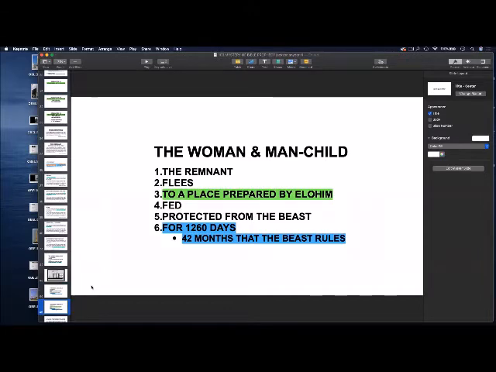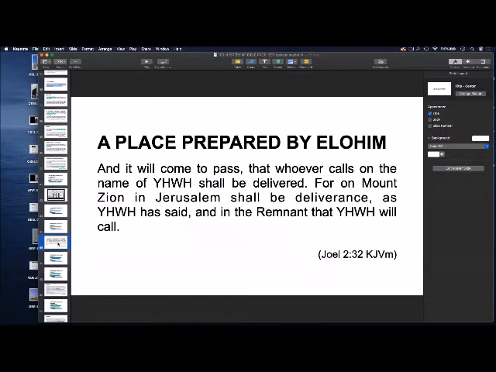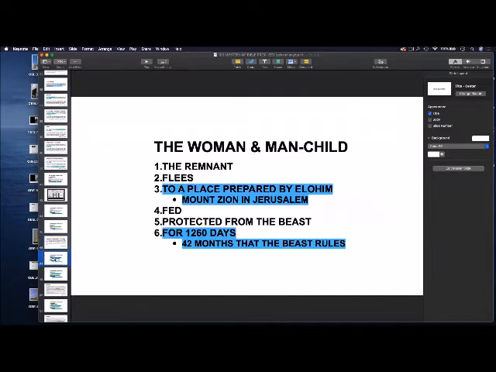The next thing we're going to address is a place prepared by Elohim. And it will come to pass that whoever calls on the name of Yahweh shall be delivered, for on Mount Zion and Jerusalem shall be deliverance, as Yahweh has said, and in the remnant that Yahweh will call. Joel 2:32. So the place prepared by Elohim is Mount Zion in Jerusalem, where the remnant are going to be called and where they're going to be delivered, according to the prophet Joel. So we can scratch off the place prepared by Elohim.